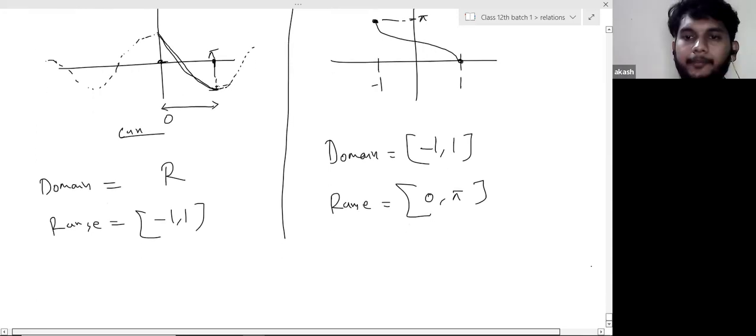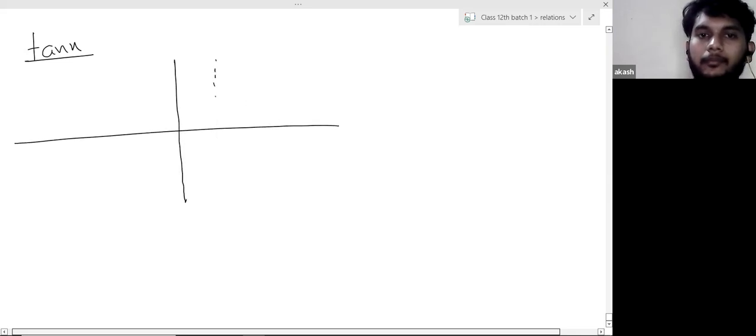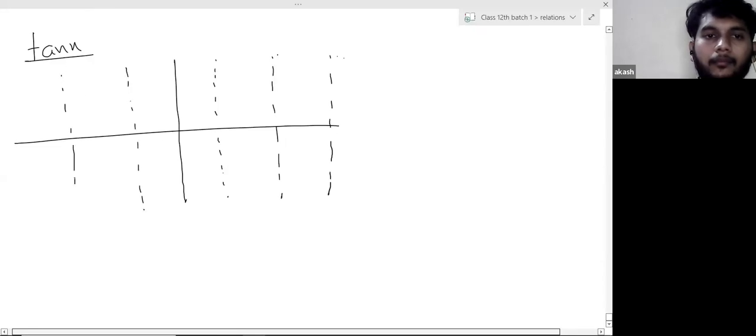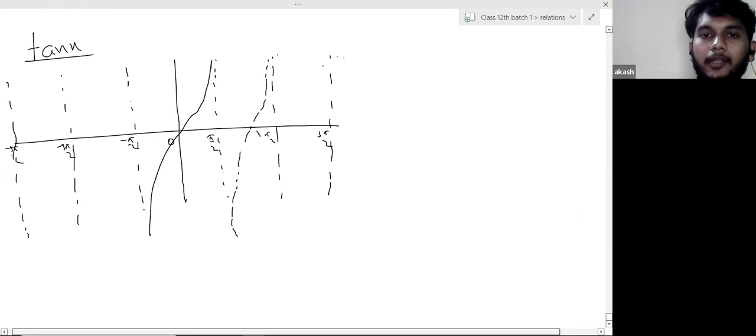The graph of tan x. Anyone remembers the graph of tan x? Right, this is 0, this is pi by 2, this is 3 pi by 2, 5 pi by 2, minus pi by 2, minus 3 pi by 2, minus 5 pi by 2. Alright, so this is from infinite to minus infinite. Same here, infinite to minus infinite, infinite to minus infinite.